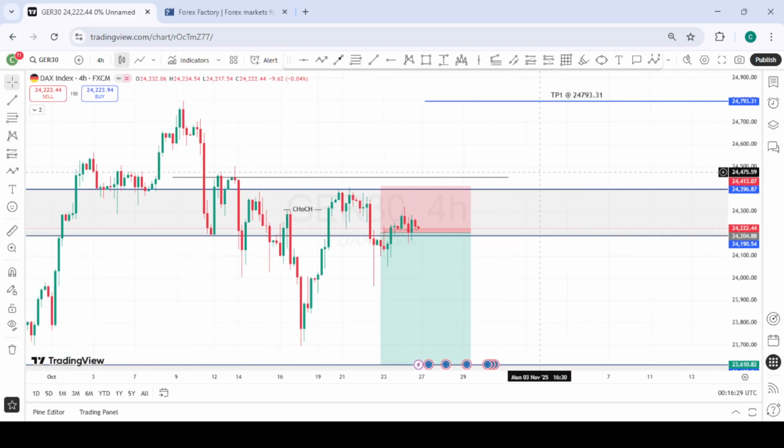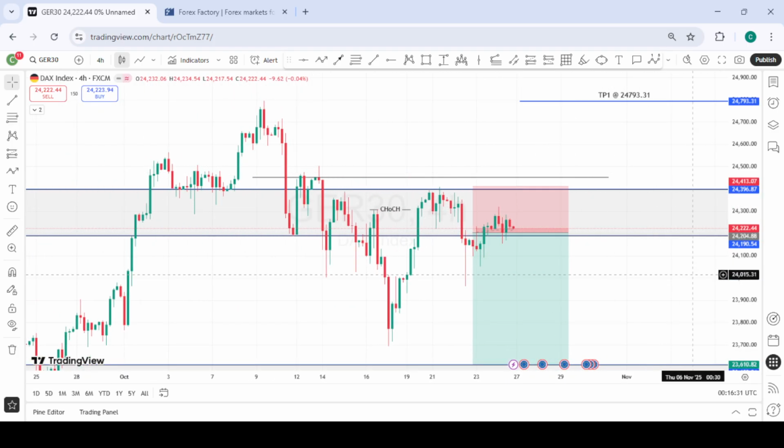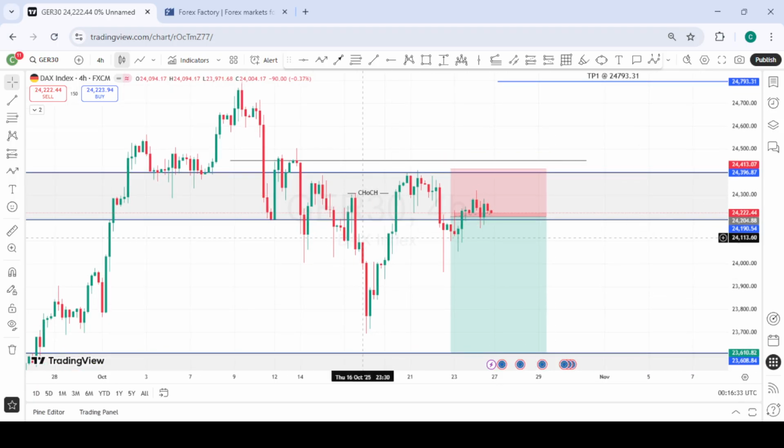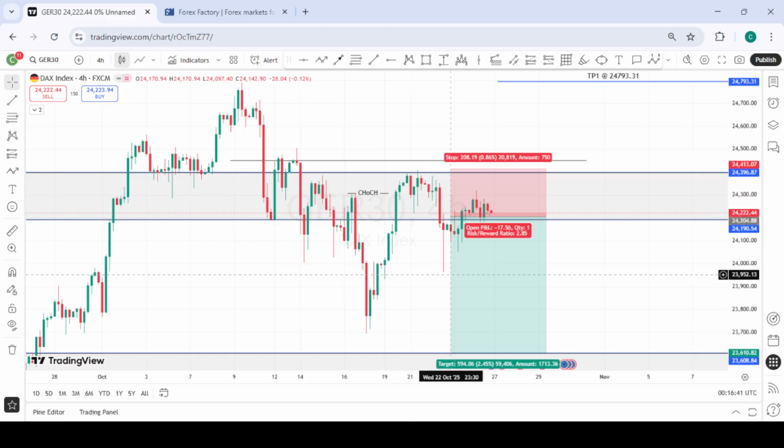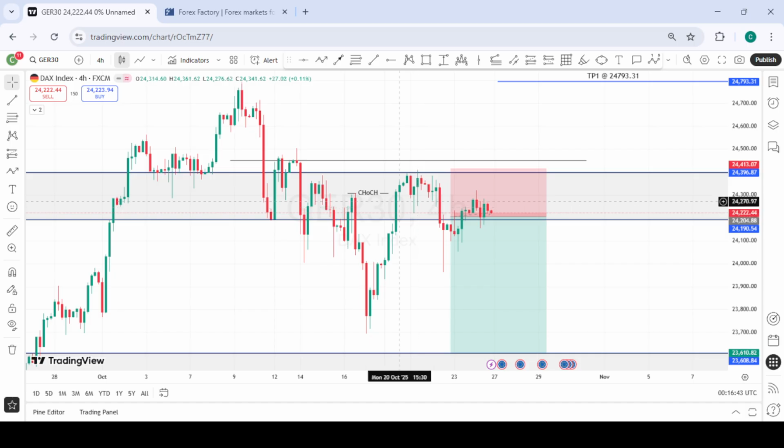So we have here German 30. We were anticipating that price was going to give us a pullback into this area of interest and give us a selling opportunity. So we actually got a double top formation here in the area of interest, and then price broke below and then came back for a retest within the neckline of the double top.